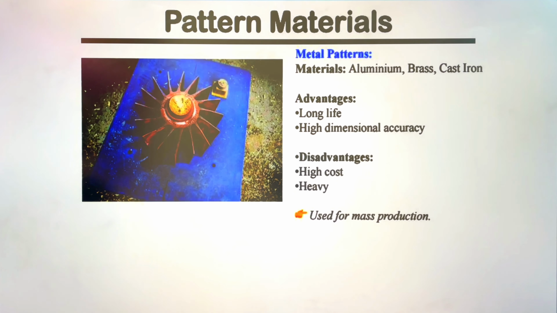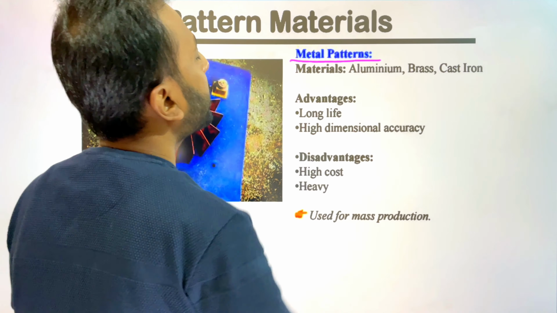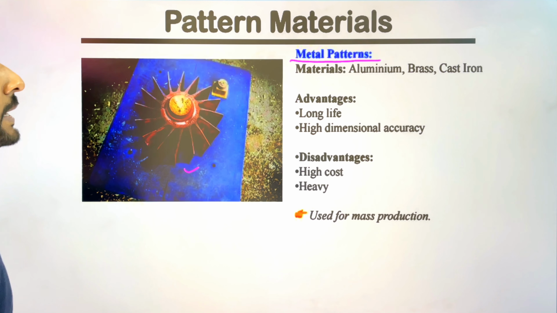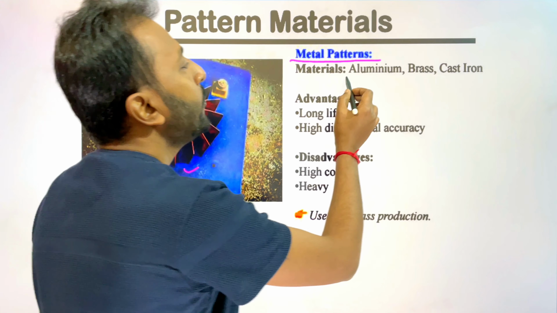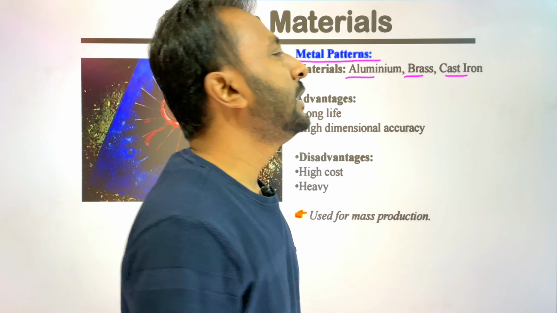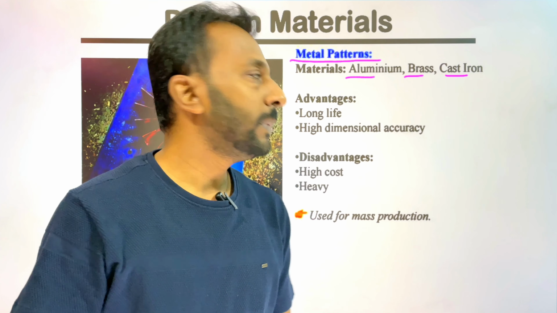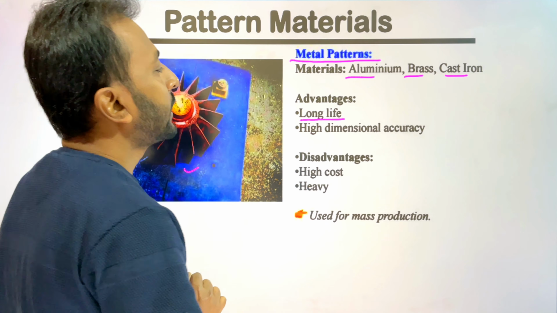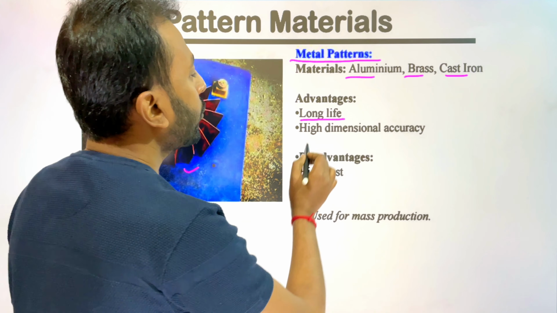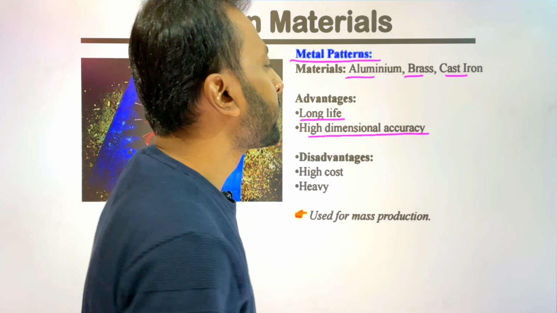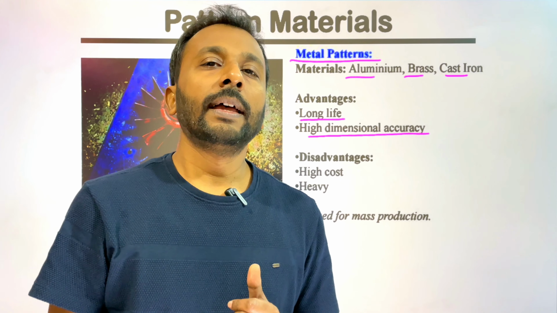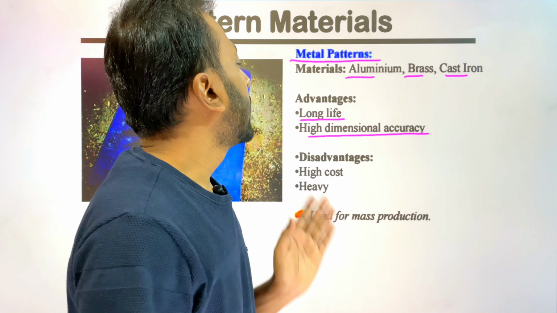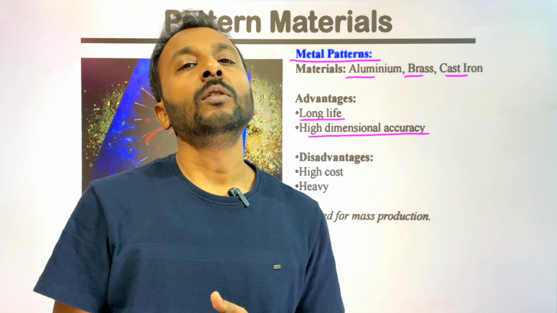The next pattern is the metal pattern. The material used is metal. In this figure we can see one metallic pattern. Aluminium, brass, cast iron, these metals are generally used to create a metallic pattern. So what are the advantages? The metal pattern has long life and also high dimensional accuracy. It has high resistance to wear and tear. That's why the dimensional accuracy is more than the wooden pattern.